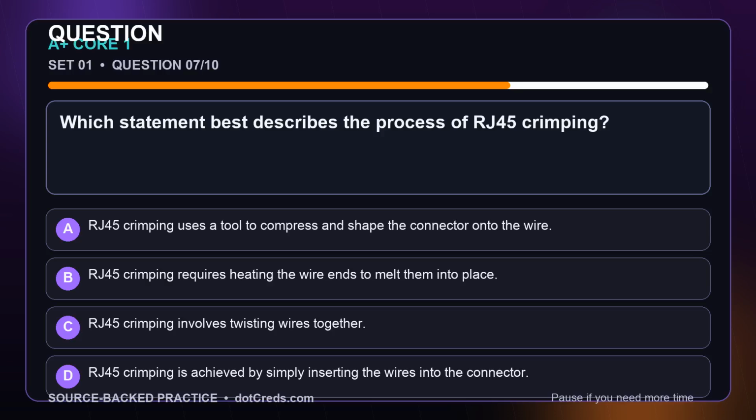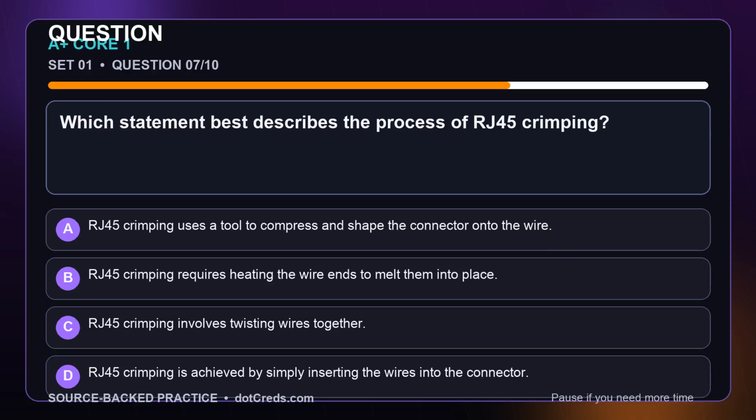Question 7. Which statement best describes the process of RJ45 crimping? A. RJ45 crimping uses a tool to compress and shape the connector onto the wire. B. RJ45 crimping requires heating the wire ends to melt them into place. C. RJ45 crimping involves twisting wires together. D. RJ45 crimping is achieved by simply inserting the wires into the connector.